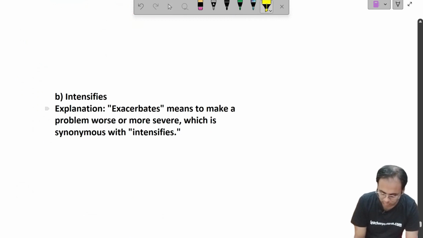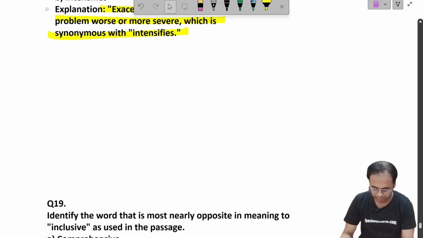So this is the word. Exacerbate means to make a problem worse or more severe, which is synonymous with intensifies.